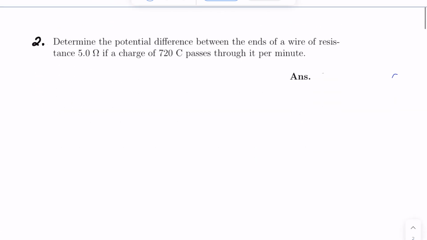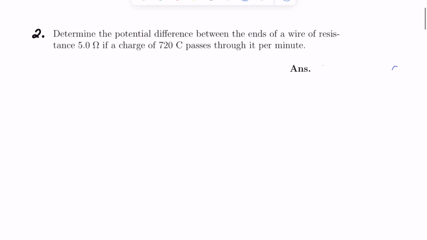Question 2. Determine the potential difference between the ends of a wire of resistance 5 ohms if a charge of 720 coulombs passes through it per minute. Okay, so this tests two things. First, the understanding of the definition of current, and second, how to figure out a potential difference across a resistor, which we already know because we know the two rules and the convention that we have used and seen in recitation classes. So I'm going to go ahead and solve this one.